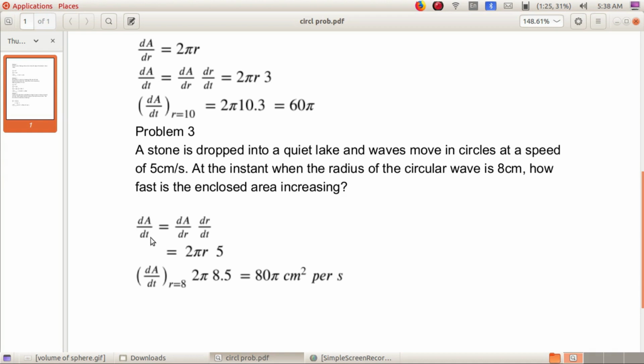When dr by dt is given, we have to find dA by dt. So dA by dt equal to, A is a function of r, so first differentiate A with respect to r, dA by dr into dr by dt. So 2 pi r into 5. When r equal to 8, 2 pi into 8 into 5, that is 80 pi square centimeter per second.